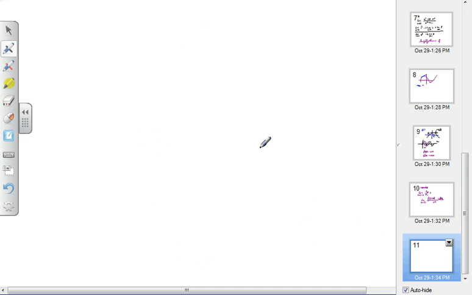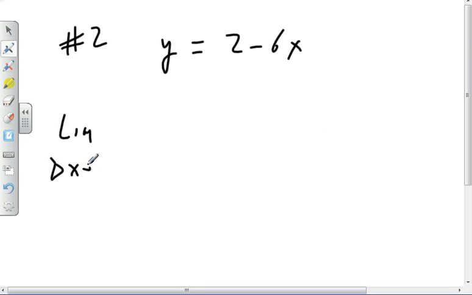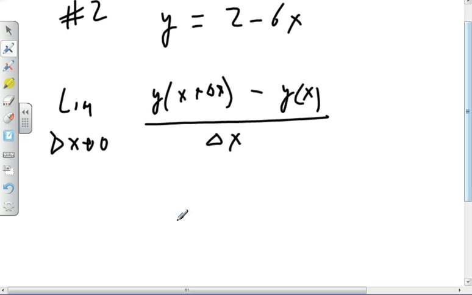Okay, so we look at number 2. Number 2 says y is 2 minus 6x. And we want to find the derivative. All right, so I want the limit as delta x goes to 0 of y of x plus delta x minus y of x divided by delta x. That's what my equation says. All right, so I'm going to plug that in.